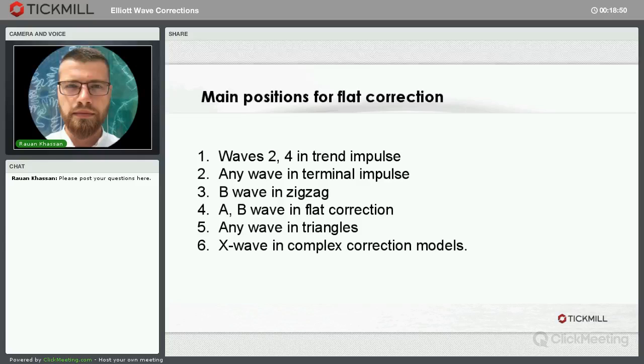What are the main positions for flat correction? It could be corrective waves, or waves 2 and 4 in a trend impulse. It could be any wave in a terminal impulse or any wave in triangles. It can be the B wave in a zigzag, which has a 3-wave structure. It also can be a part of a bigger flat correction. In that case, it's the A or B wave itself. And finally, it could be an X wave in complex correction models.